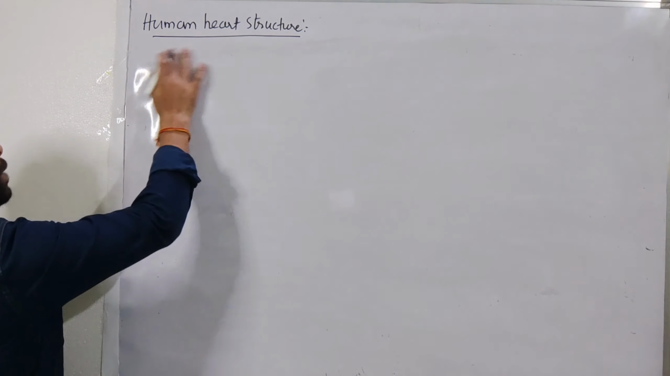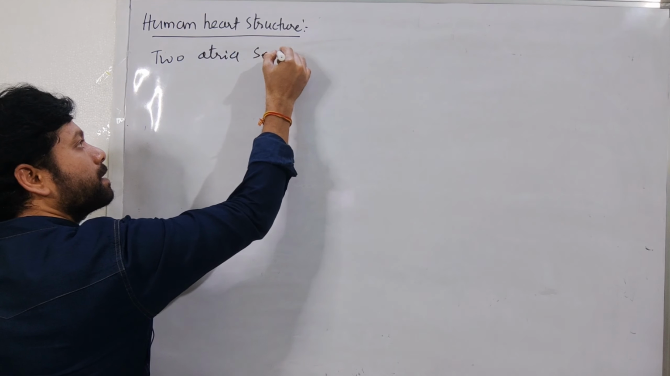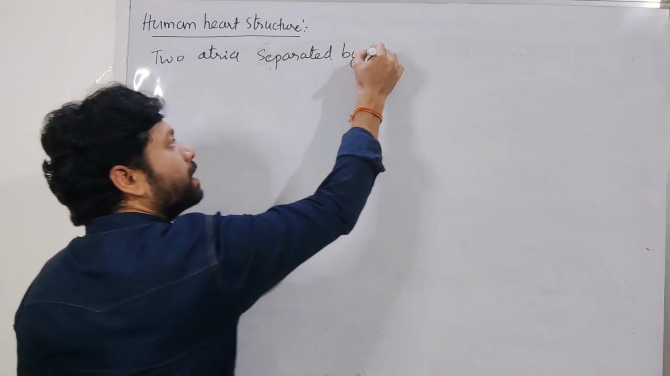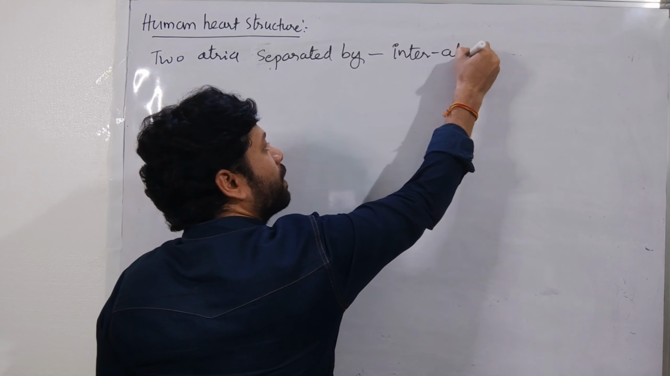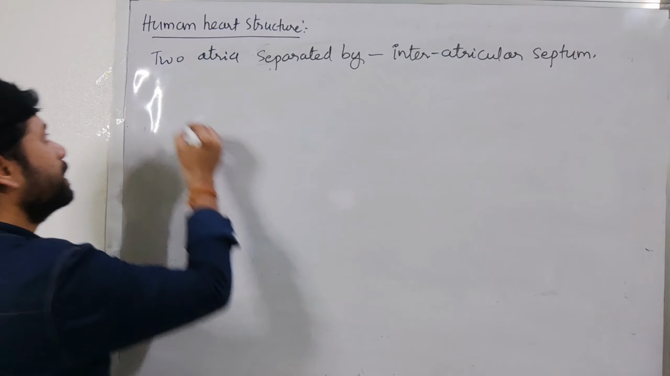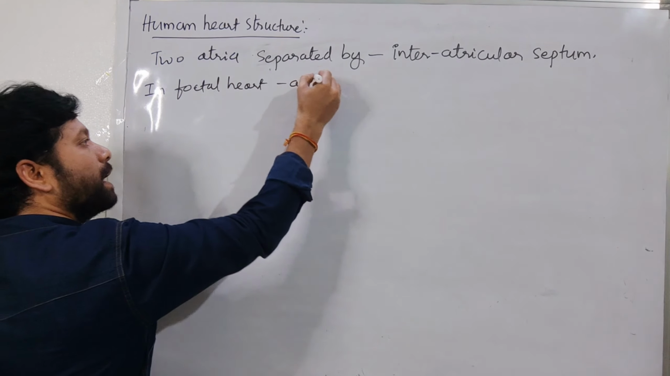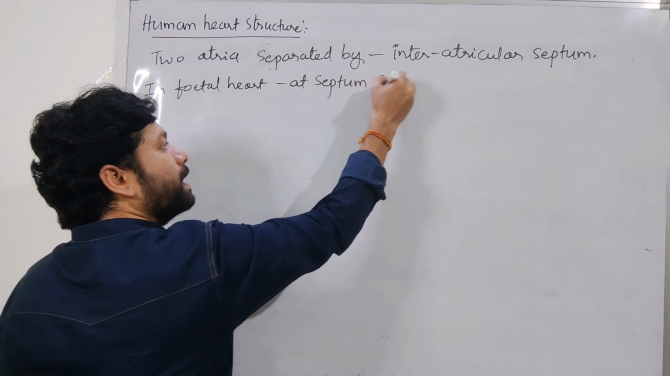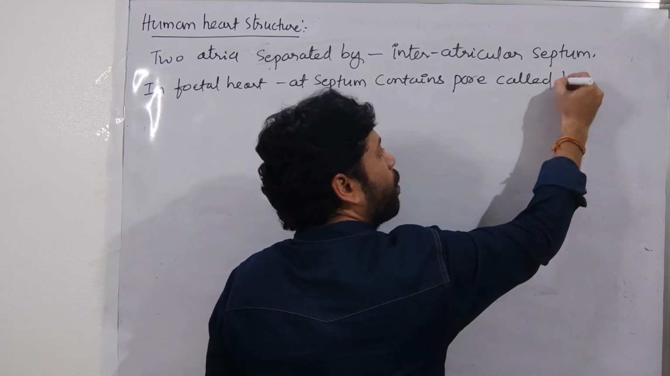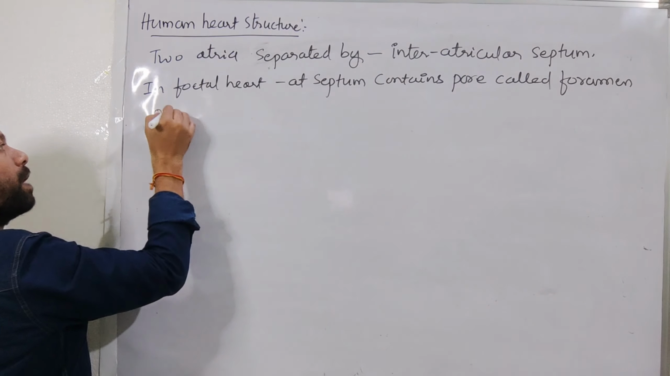Right, next one. The two atria are separated by the what? Interatrial septum. So in the fetal heart, the septum contains a pore called the foramen ovale. Called the what? Foramen ovale.